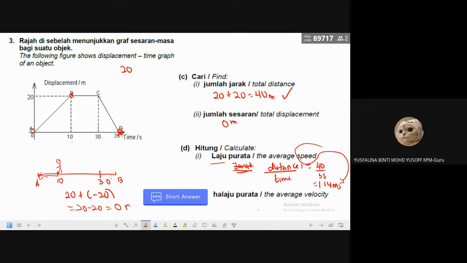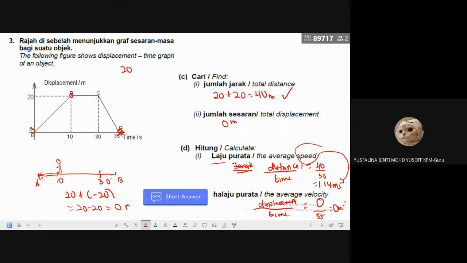So average velocity is displacement divided by time. So your displacement is already 0 here. So even if I divide, I will get the answer 0. So the average velocity is 0. See, it is different, right? So you need to know the difference between distance and displacement. Displacement, you must include the direction. So when you move, it's not showing that it's negative, it just shows that the object is going back to the original.